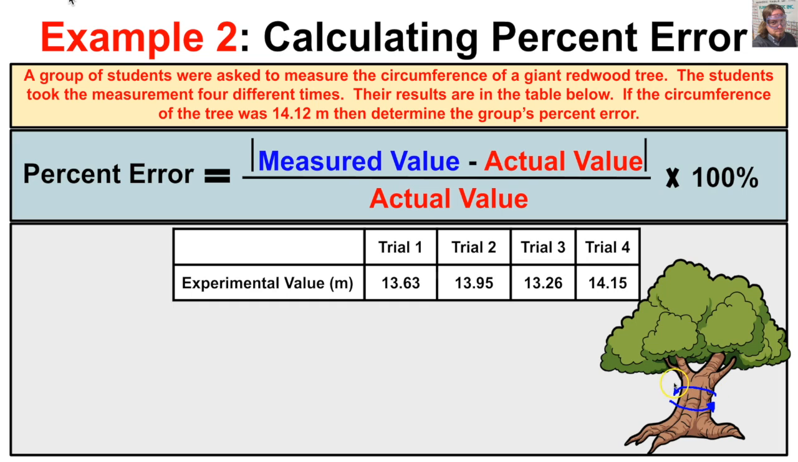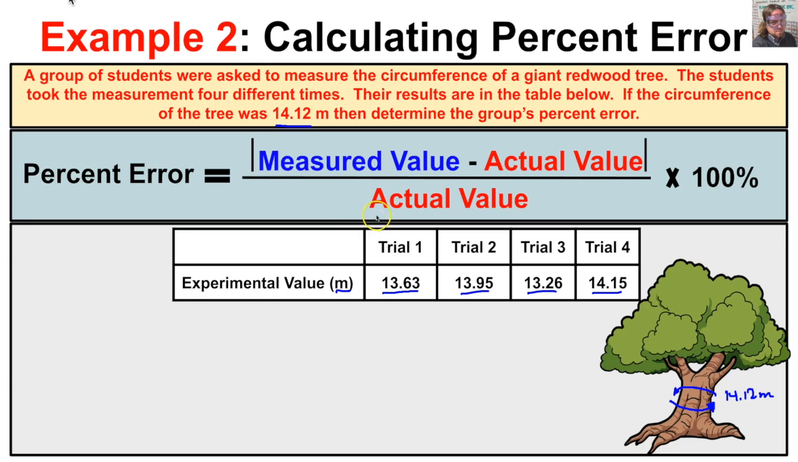And so it looks like the students performed 4 different trials. In the first trial, they measured the circumference to be 13.63 meters. In the second trial, 13.95 meters. In the third trial, 13.26 meters. And in our fourth trial, 14.15 meters. It says right here that the actual circumference of the trunk of this tree is 14.12 meters. We need to figure out the group's percent error.